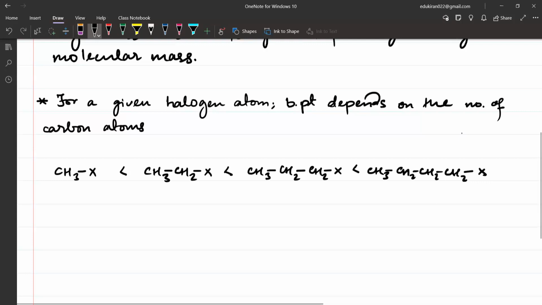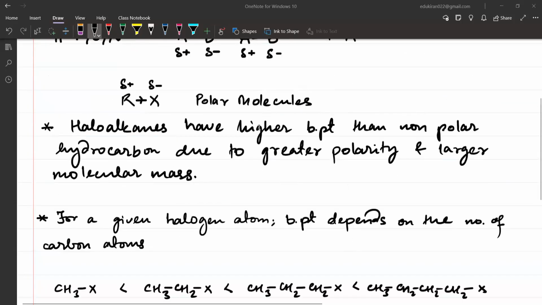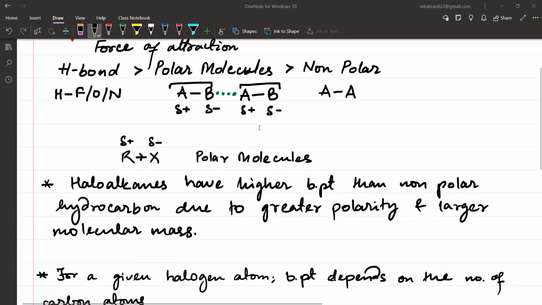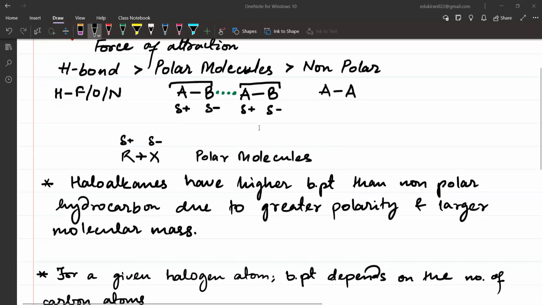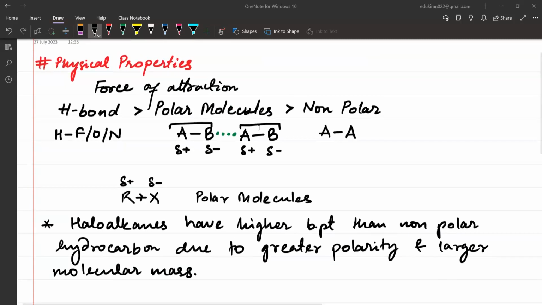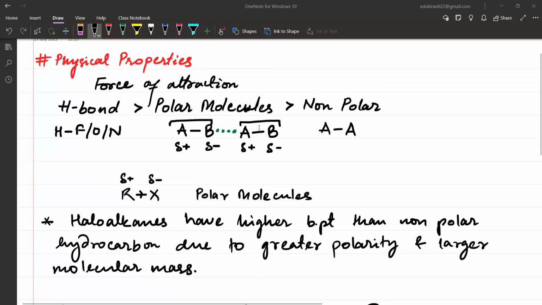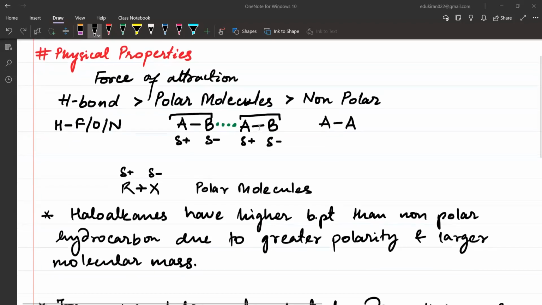Sir, one minute. We saw an order before, right? H bond, polar molecules, non-polar molecules. This is of polarity. Yeah, this is for force of attraction and polarity, both of them. Okay, so force of attraction and polarity are not the same. No, they are not the same, but they are directly proportional. If there is large polarity, then there will be large force of attraction also.